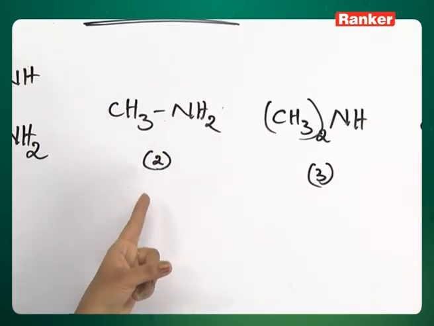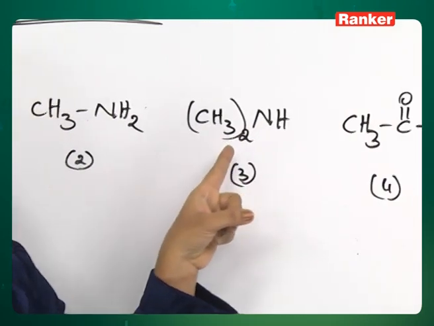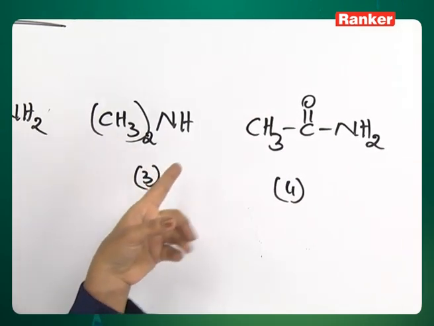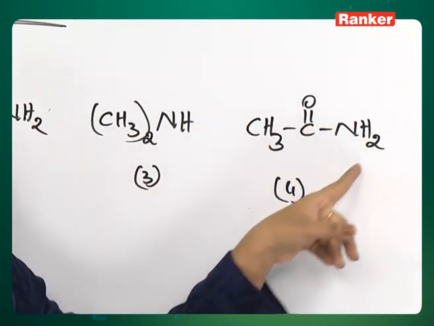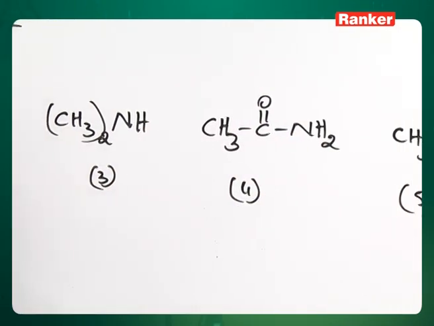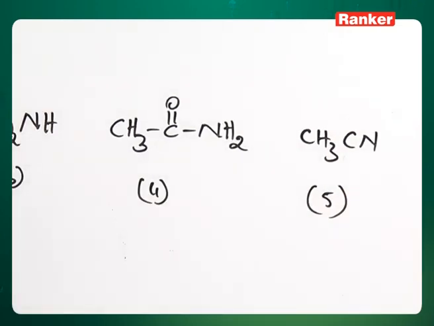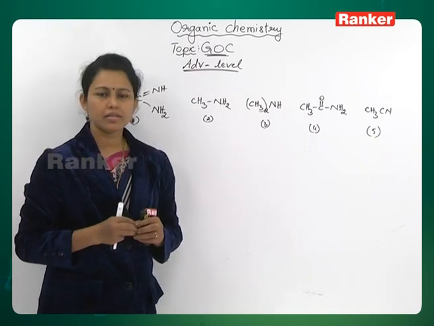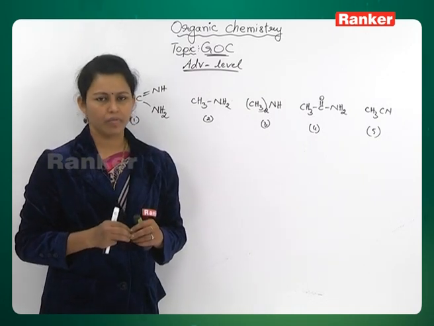a primary amine, and the third compound is also an amine, but it is a secondary amine, R2NH. The fourth compound is an amide compound, and the fifth compound is a cyano compound. Cyanide compound is given here. Now let us discuss the basicity order of these compounds.